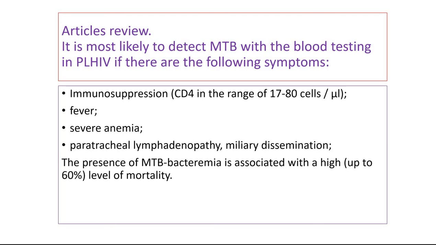And it is most likely to detect Mycobacteria tuberculosis with blood testing in people living with HIV if there are the following symptoms. First of all, immunosuppression, CD4 in the range of 1780 cells, and fever, severe anemia, paratracheal lymphadenopathy, miliary dissemination. The presence of Mycobacteria tuberculosis bacteremia is associated with a high, up to 60%, level of mortality. Unfortunately, it's true.